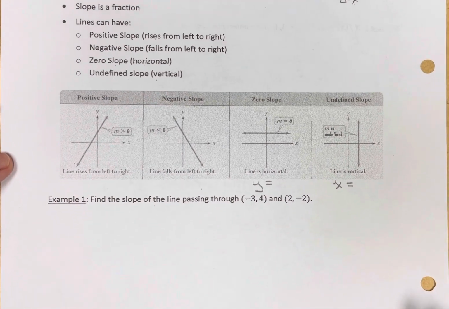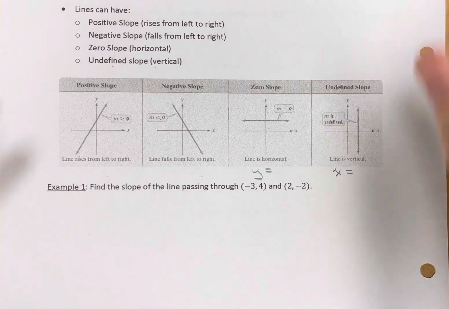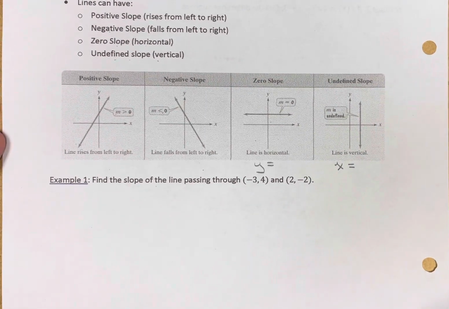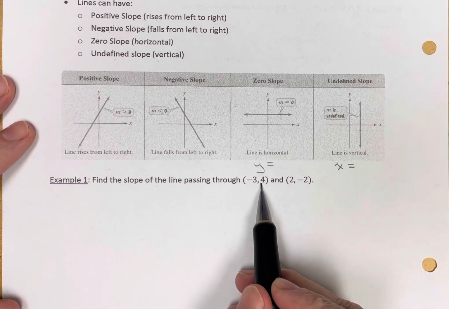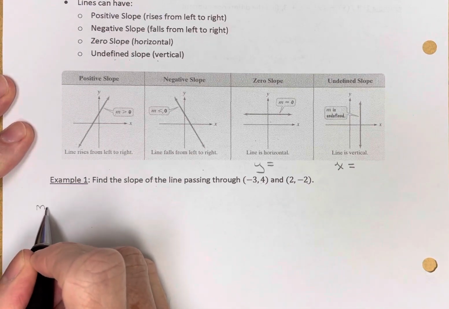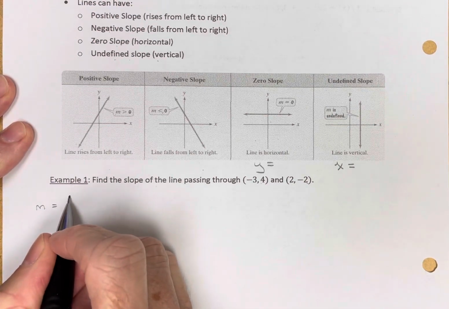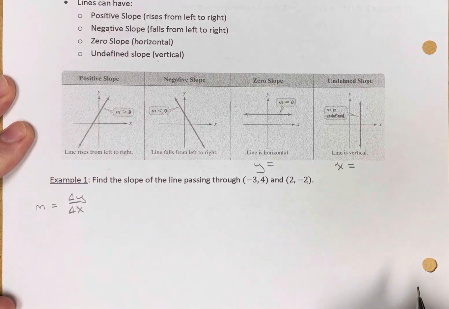So let's quickly do an example. This is not overly complicated. Let me shift a couple things out of my way here. Okay, find the slope of the line passing through negative 3, 4, and 2, negative 2. Well, the slope is equal to the change in y over the change in x.